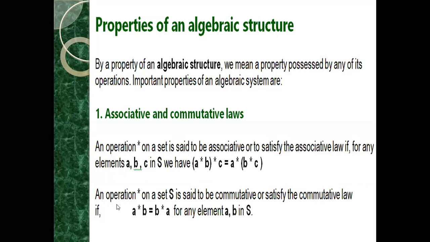And the second law: an operation star on a set is said to be commutative, or satisfies the commutative law, if for a, b belonging to the given non-empty set S, it satisfies the condition a star b is equal to b star a. So first is associative, where the condition is (a star b) star c equals a star (b star c), and the commutative law is a star b equals b star a.